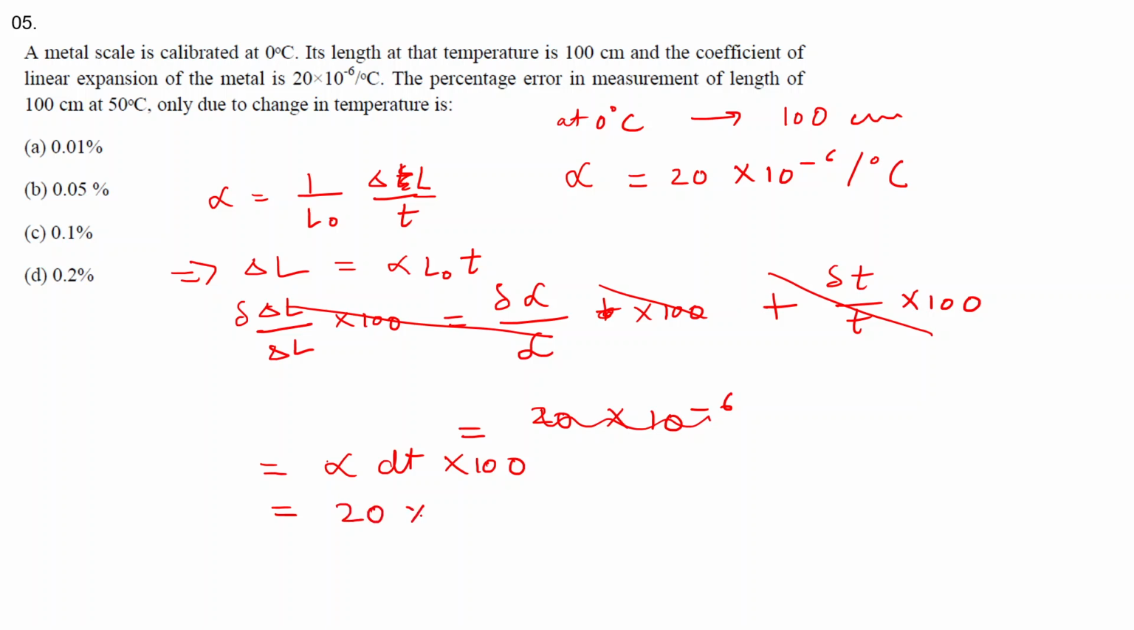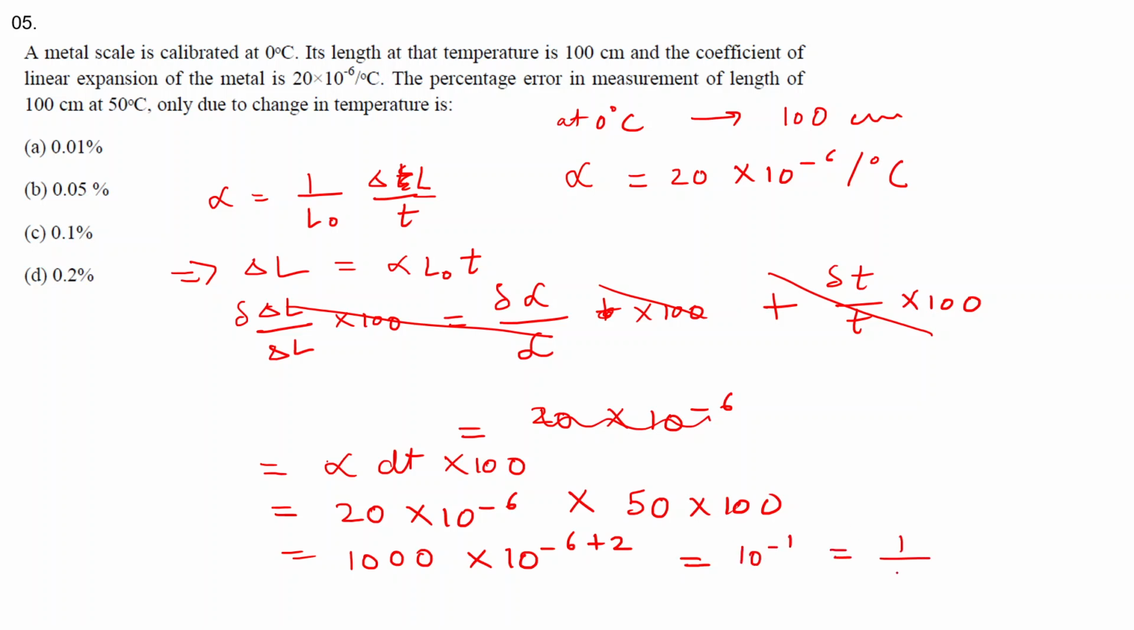Value of alpha is 20 times 10 to the power minus 6, and the change in temperature is 50 degrees centigrade, means 50, and then multiply it with 100. What will be this? 50 times 20,000, 10 to the power minus 6 plus 2, this means 2 minus 6 means minus 4, and 3, 10 to the power minus 1, that means 1 over 10, means 0.1%. Error will be 0.1%. Okay. Next question.